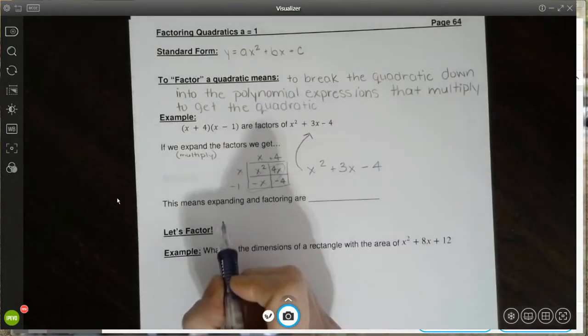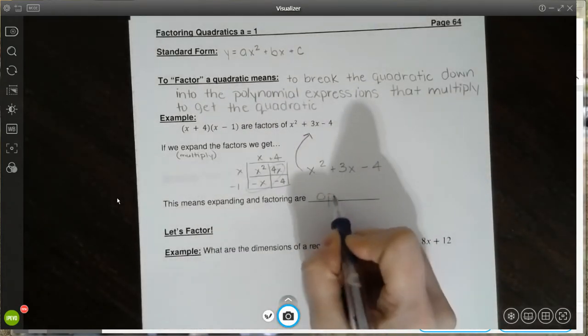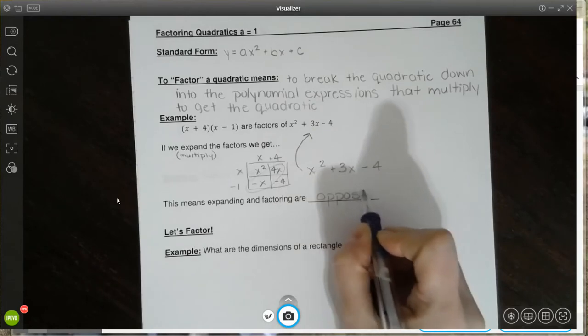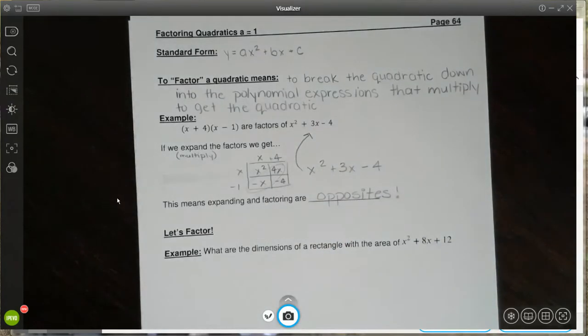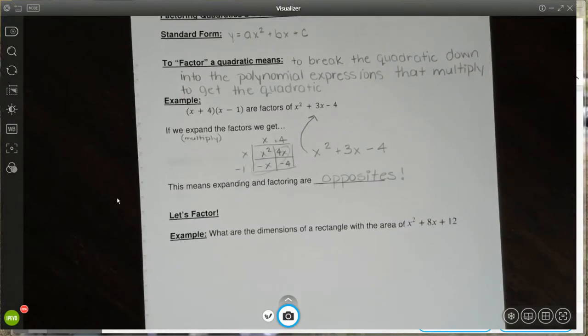This means that expanding and factoring are actually the opposites, or inverses, whatever you want to call it. They are doing the opposite thing of the other. So we're actually going to work on factoring.